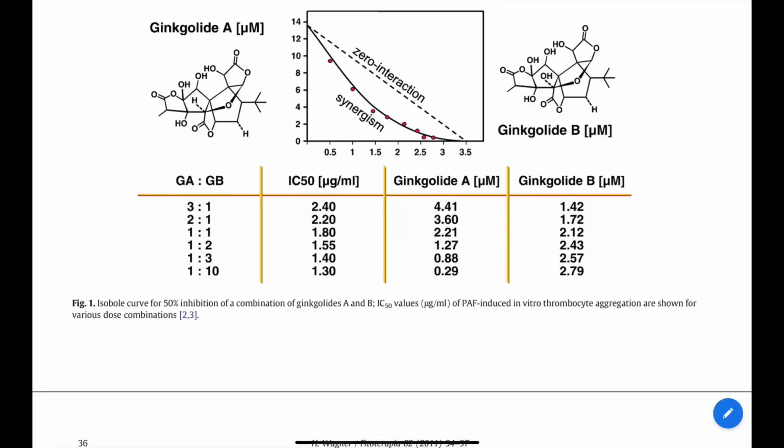The image you'll see here is a graph where the scientists are looking at two different chemicals from the ginkgo plant and how they affect blood clotting and platelet activation factor. In the graph, you will see that the interactions are concavely curved towards the 0 point, and in this case that shows a synergistic effect.